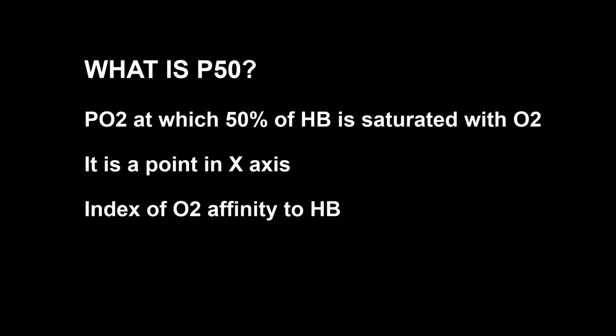P50 is the partial pressure of oxygen at which 50% of hemoglobin is saturated with oxygen. It's a point on the x-axis, not on the curve. In standard conditions of adult hemoglobin, P50 is 26.6 millimeters of mercury. It is an index of the oxygen affinity of an oxygen carrying molecule. It facilitates comparison of oxygen affinity with other molecules or in the presence of allosteric modulators.